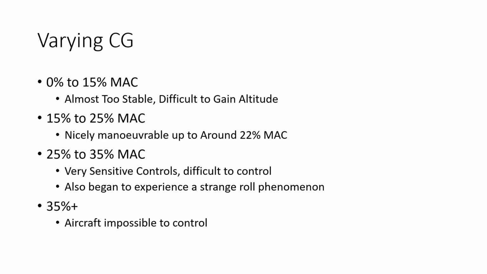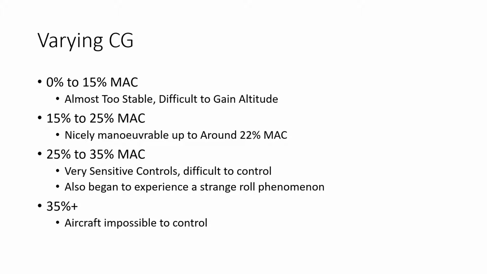The CG was also altered to explore the effect it had on the stability of the aircraft. From 0% to 15% of the Mach, the aircraft felt almost too stable and was difficult to gain altitude or move the aircraft in any direction. From 15 to 25%, the aircraft felt nicely manoeuvrable up to around 22% Mach before the other problems started to arise. From 25% to 35% Mach, the controls felt very sensitive and it was very difficult to control the aircraft.